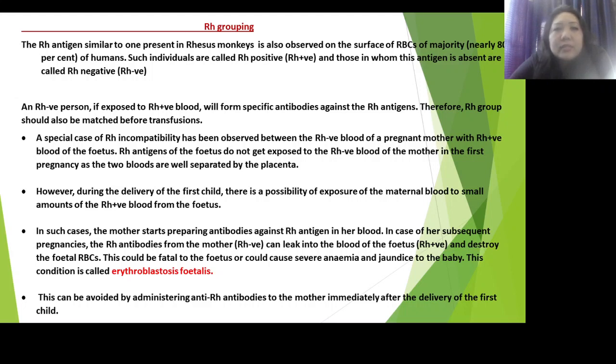In case of her subsequent pregnancies, the Rh antibodies from the mother, that is Rh negative, can leak into the blood of the fetus, that is Rh positive, and destroy the fetal RBCs. These could be fatal to the fetus or could cause severe anemia and jaundice to the baby. This condition is called erythroblastosis fetalis. This can be avoided by administering anti-Rh antibody to the mother immediately after the delivery of the first child.